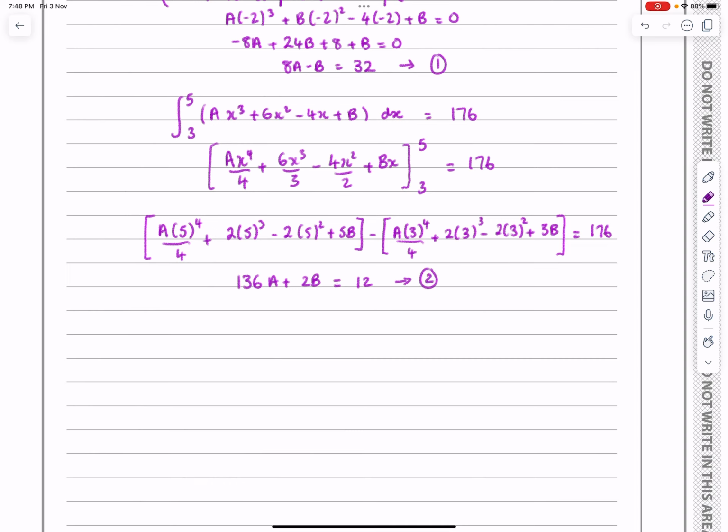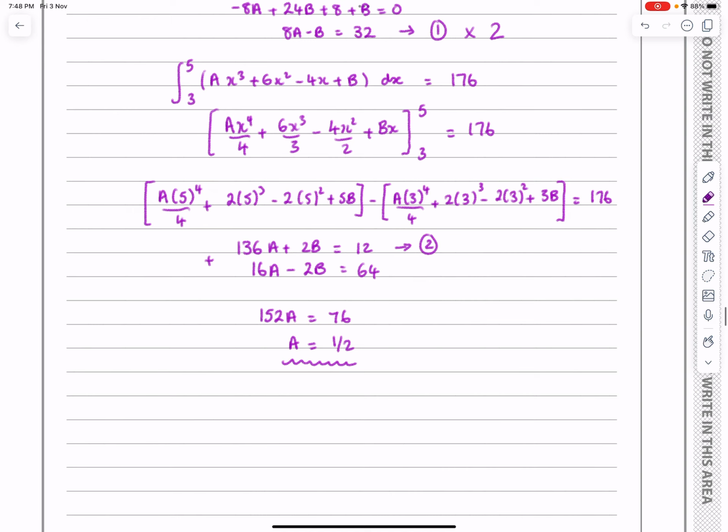Solving those two equations then, 8a minus b is equal to 32. What I would do with that, if we multiply that by 2, I'm going to get 16a minus 2b is equal to 64. And then if I add those two together, I'll get 152a, the b's cancel, equal to 76. So a works out to be equal to a half. Perfect. If it hadn't worked out to be a nice neat number there, I'd have been a little bit concerned.